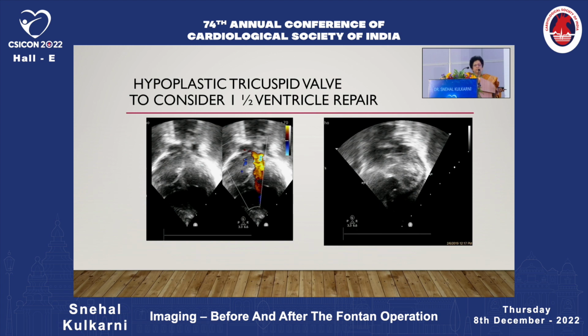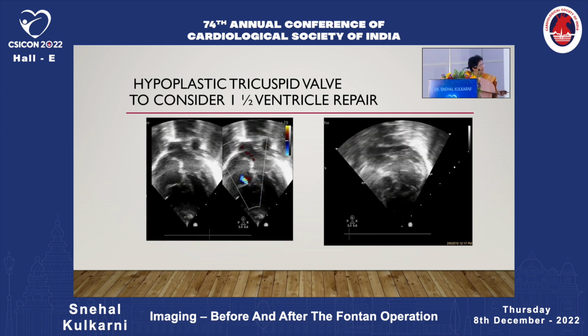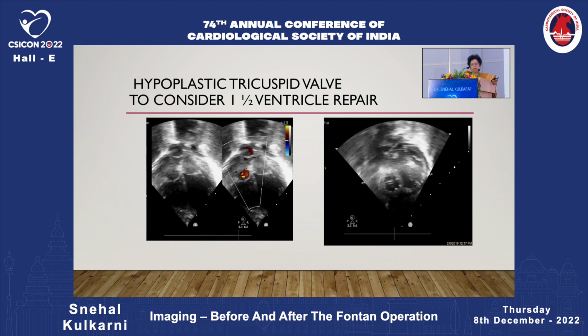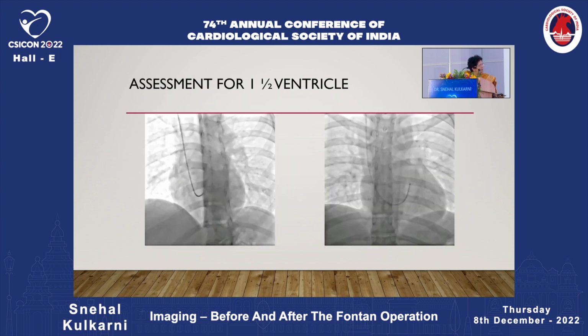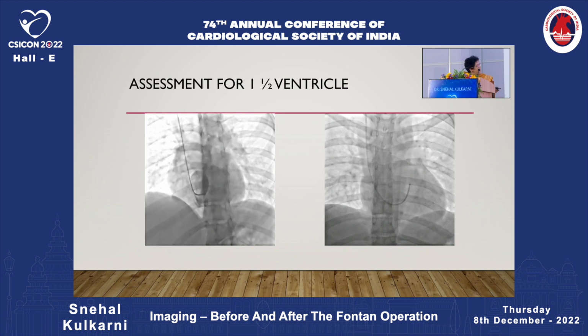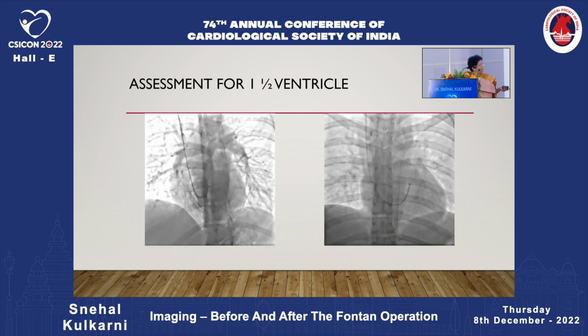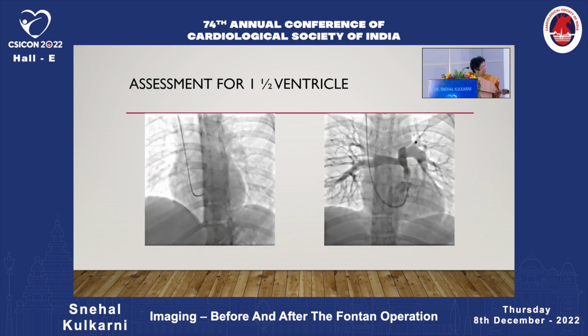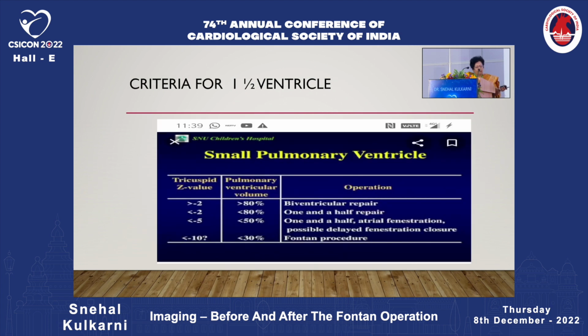Now, another thing which is very important to consider, especially if you have a hypoplastic tricuspid valve and hypoplastic right ventricle, is whether the patient should just go for a single ventricle, bidirectional Glenn-like shunt, or whether we can incorporate the right ventricle and consider a 1.5 ventricle repair. Assessment of the tricuspid valve and the right ventricle is very crucial for this kind of decision. And this is a patient who has a hypoplastic tricuspid valve and right ventricular cavity. This is an assessment done on angiography, but there are simple formulas on echo.